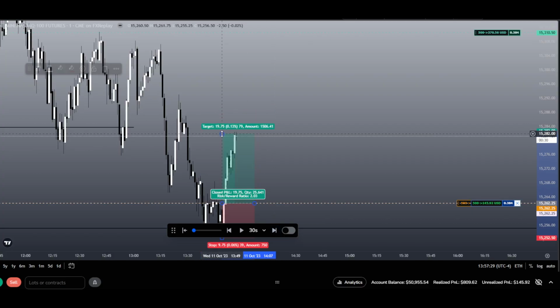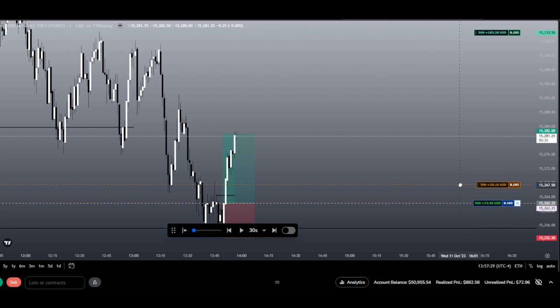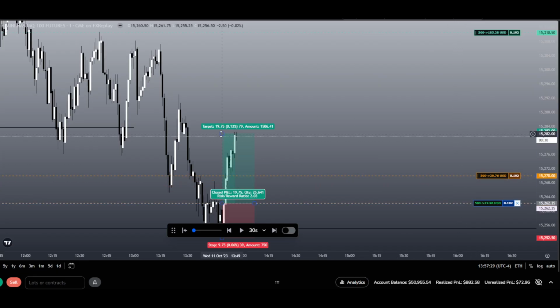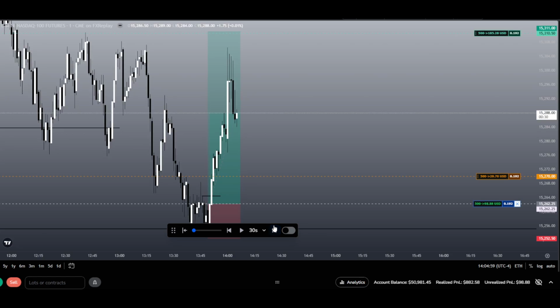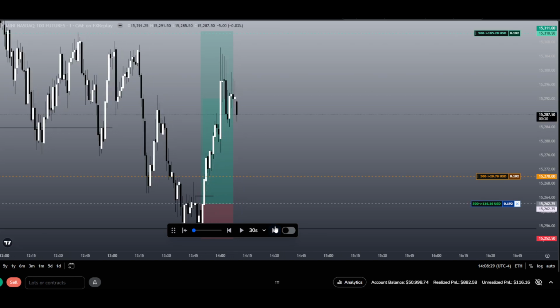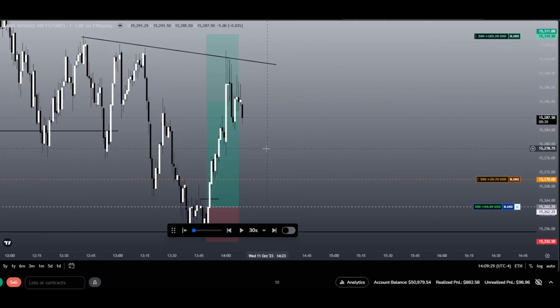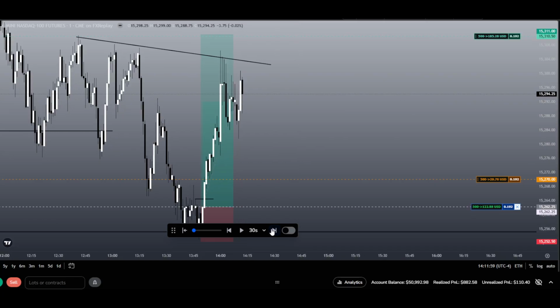Okay, I'm gonna scale 50% more there, and then leave the rest to run. Trail stop, probably below this order block, and just let it run. Okay, we hit this trend line. Actually, I would have scaled up the trend line. I was just hitting it too fast, but it's fine.